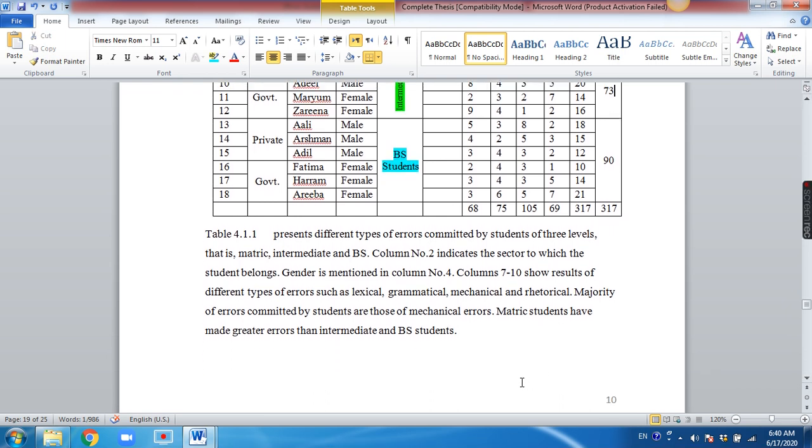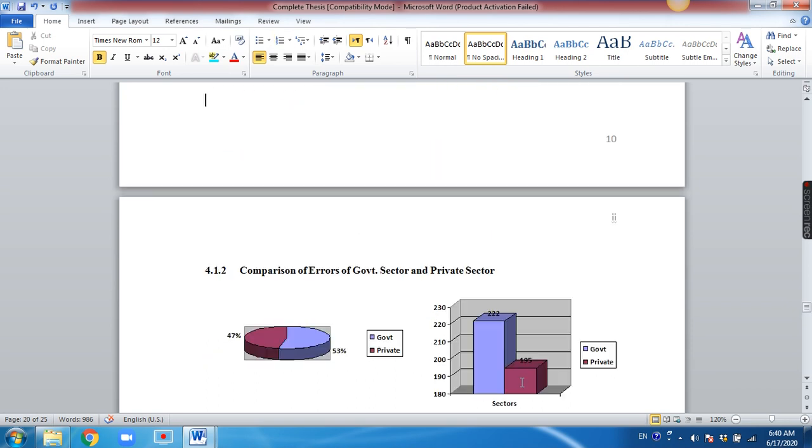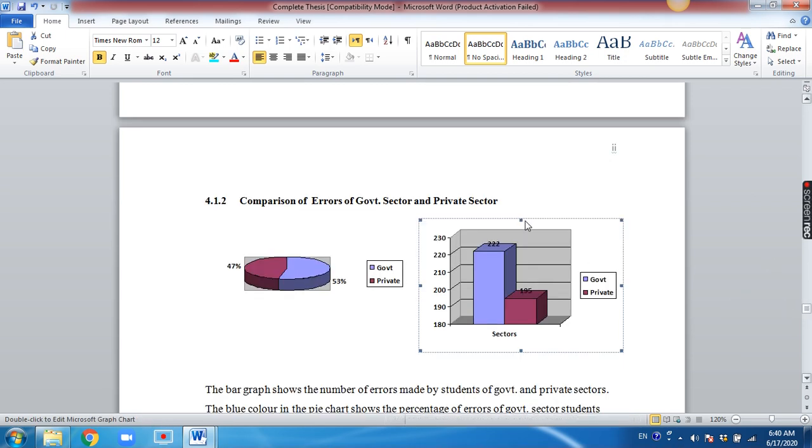Now another analysis can be this one. One of your objectives was to find out which sector, that is government sector or private sector, makes more errors. So your hypothesis was that government students make more errors than private students. This data is presented here. As you can see, errors made by government students were 222, and errors made by private students were 195.